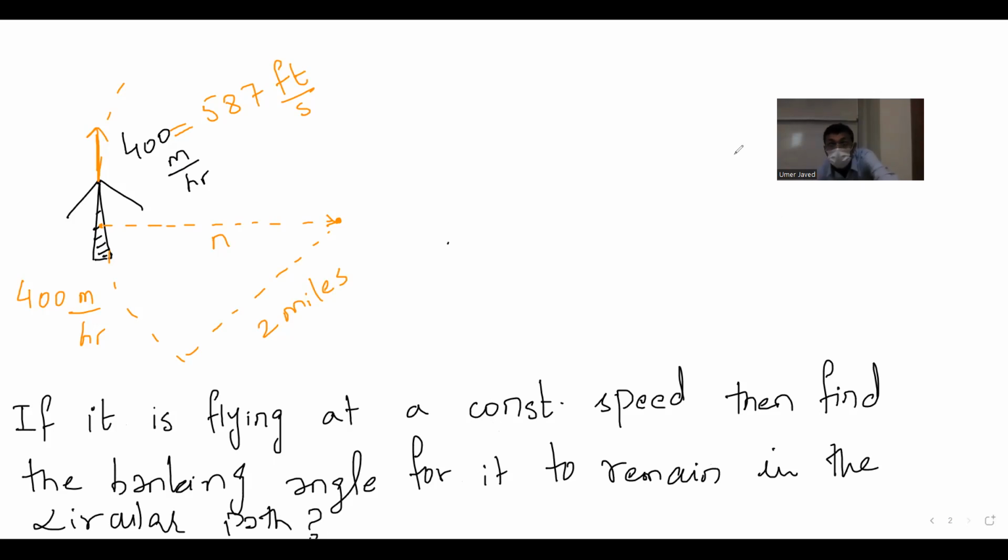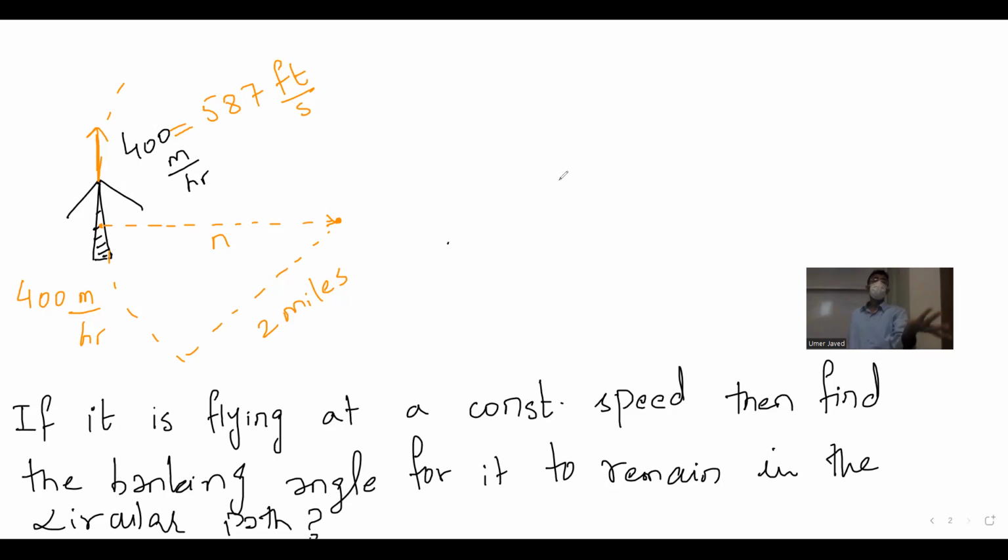Now, this question becomes very confusing if you do not make the right diagram. From here, what on earth do you even mean by a banking angle? For you to see a banking angle, you have to get behind the plane, right? And then see it make a banking. From the top, how on earth can you see a banking? From behind the plane, you will see a banking.